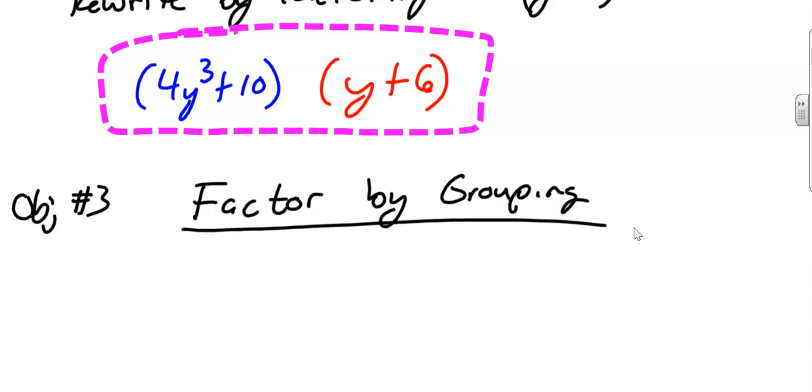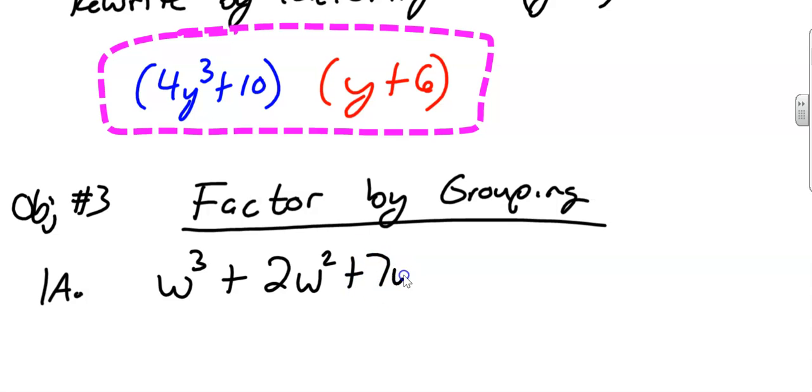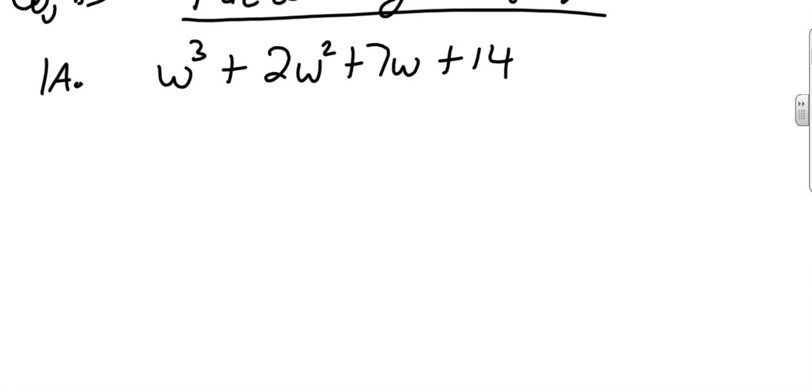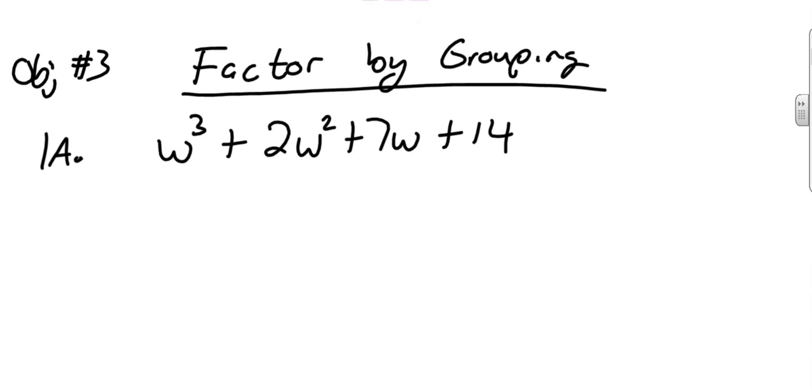They might sneak one in on you, but more than likely, probably not. And we've got the 6 steps to kind of do with this one, that if you have a problem, let's go ahead and give you one here. So let's say that's our first example we'll look at. W to the third plus 2w squared plus 7w plus 14. And again, if it's factored by grouping, you have to have 4 terms.